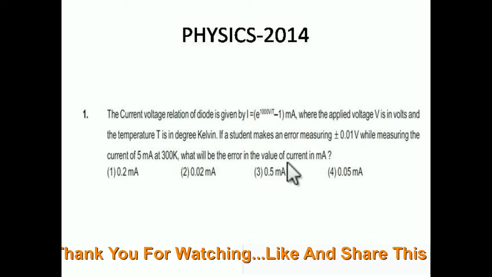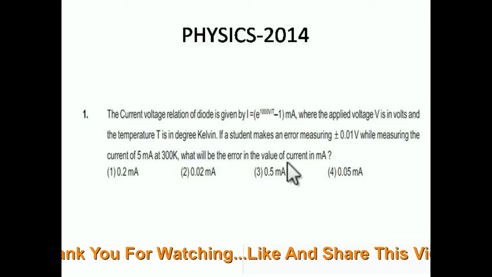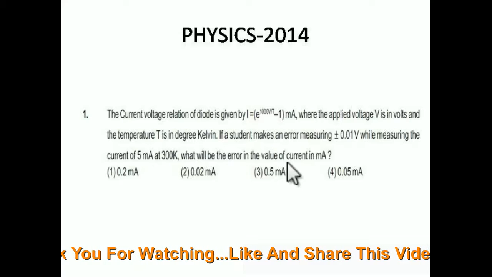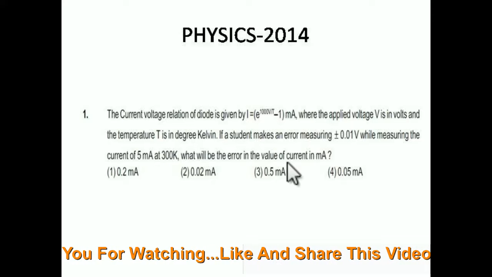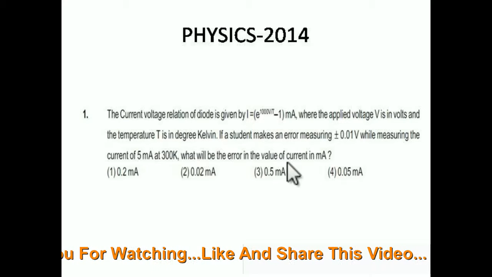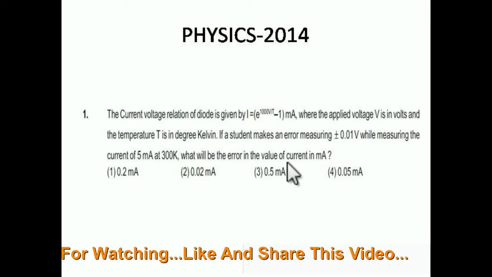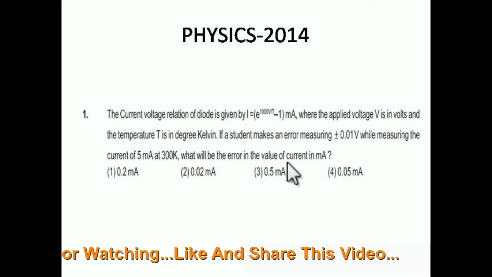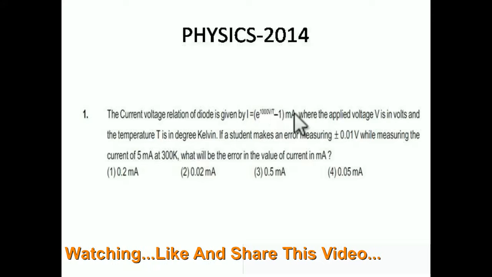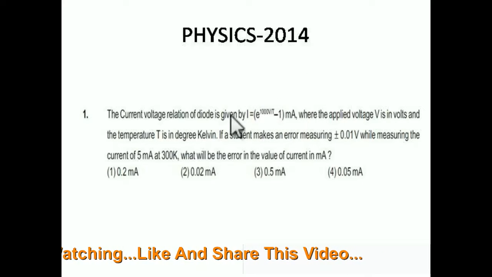Okay friends, this is a question from error measuring, and it's very simple. You just need to make an equation in the form of error, in the form of differentiation, in the form of delta, so you can put the values and get the answer. You don't need anything else, you just have to make an equation. The basic equation is already given in the question. This type of question is frequently asked in the exam.